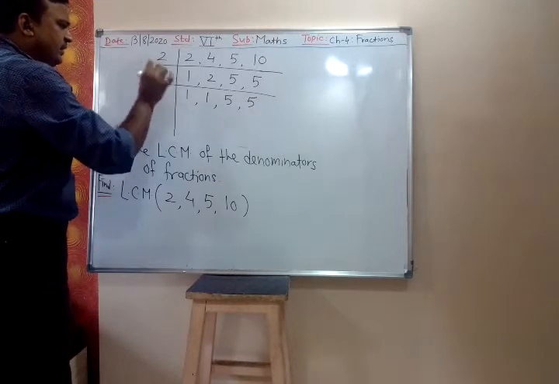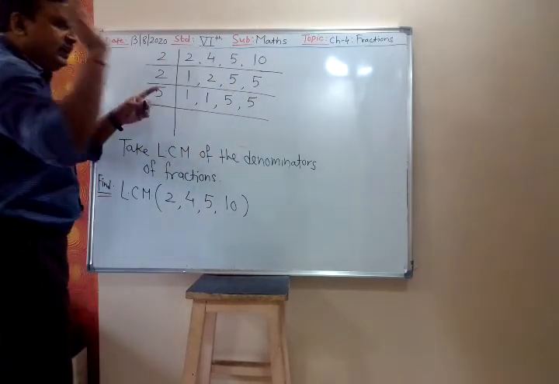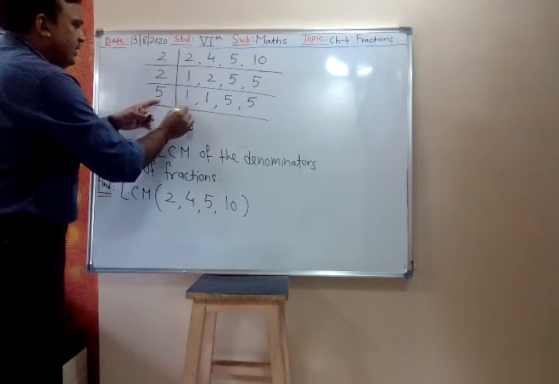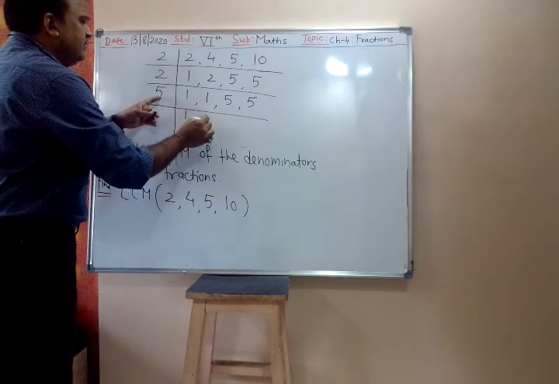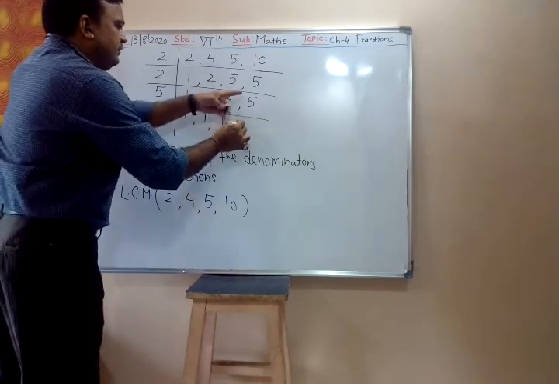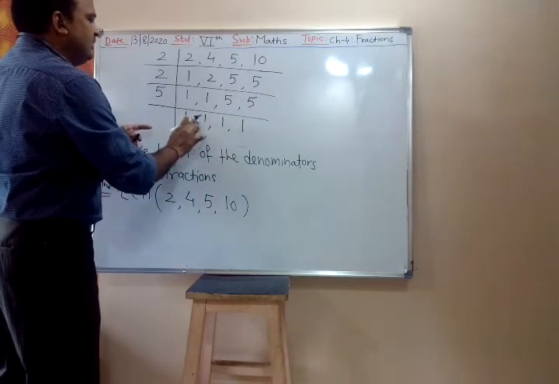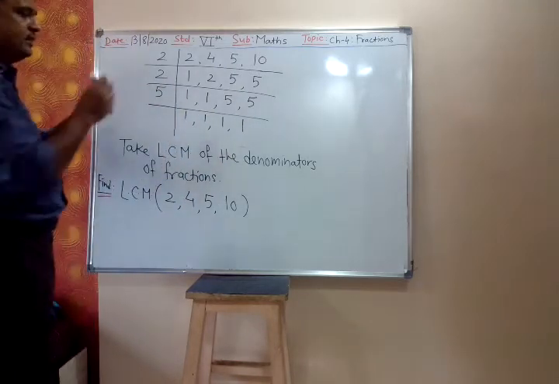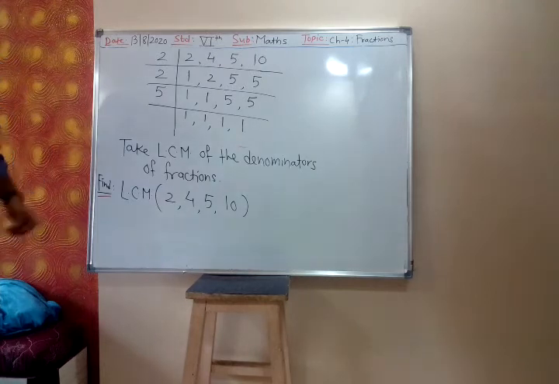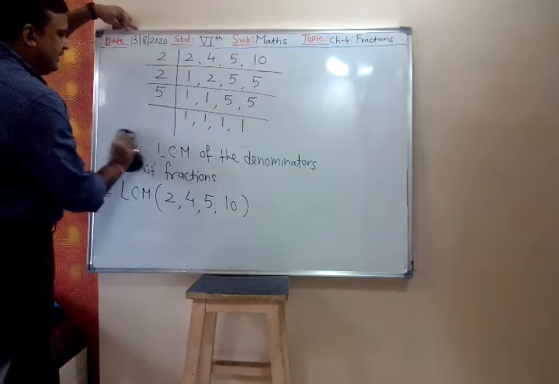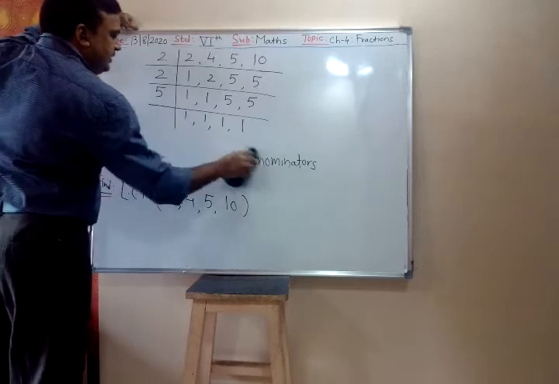So let us start with 5. 1 will remain 1. 5 ones are 5. So now all the numbers are 1, 1, 1, 1. So I will stop there. Whenever all the numbers on the right hand side are 1, we have to stop the division.